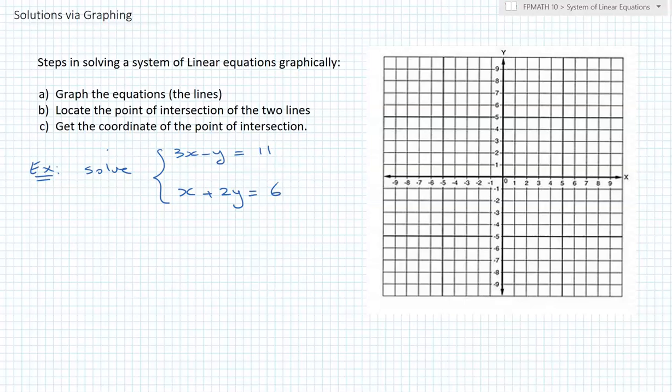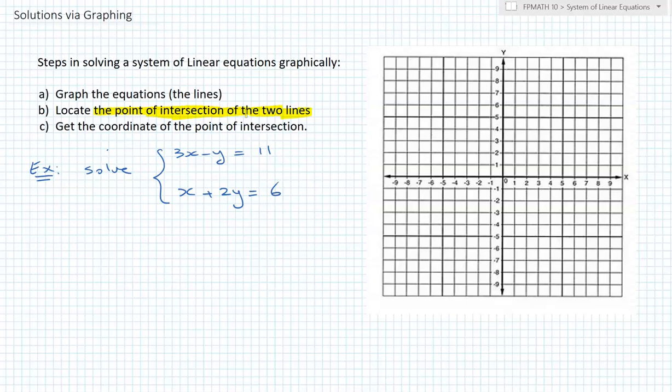Hello again. So today we are going to solve systems of equations, solutions via graphing. We want to graph the linear system, two equations, two lines, and once we graph them, we're going to locate the point of intersection of the two lines. And then once we have that, we have to give the coordinate of that.